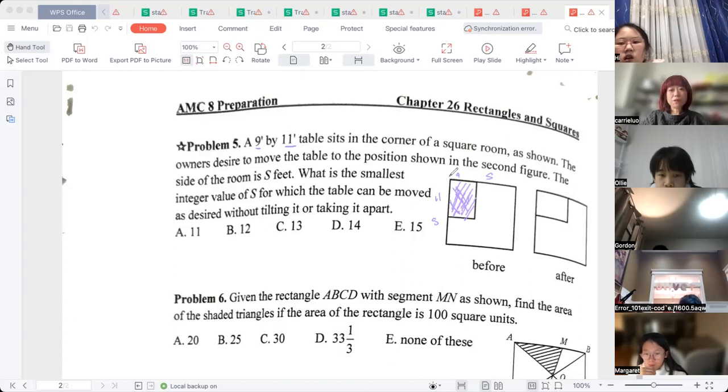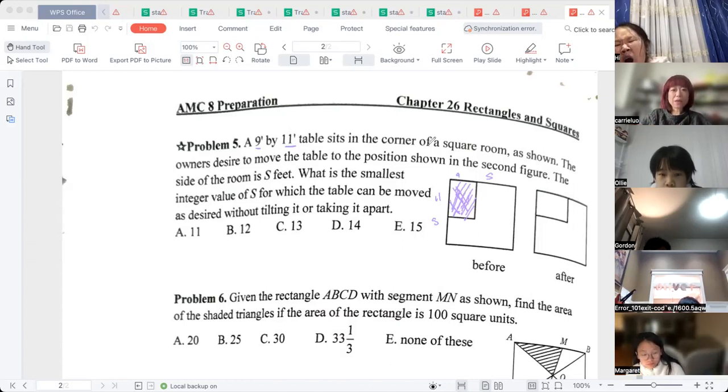That means if I move this 11 side to the other side, the room must still be big enough to fit the table. I don't want to make this table smaller. And of course, if your room is exactly 11 feet, it's impossible for you to move it without taking it apart. Because if you are moving this table at an angle, the room actually needs to be bigger. If the room is only 11 feet, Gordon, do you understand? It's not going to make the turn happen.